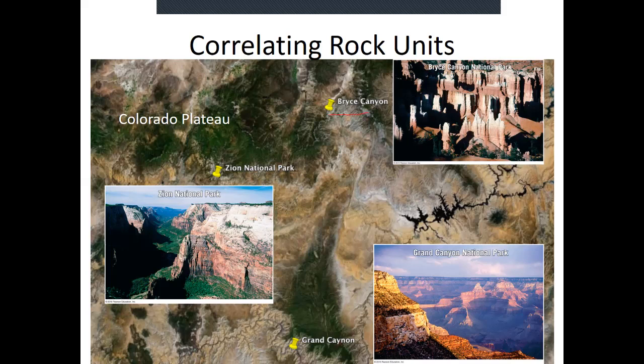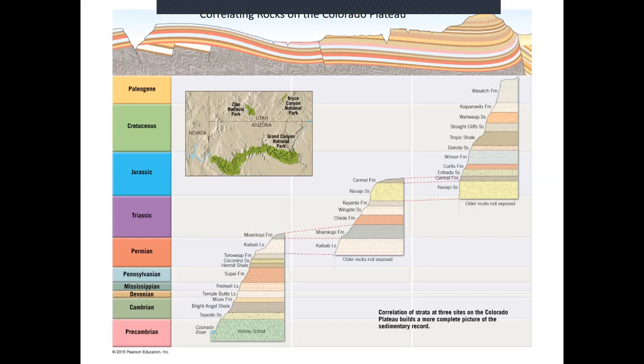And so up here you see Bryce Canyon National Park. You can see layers of sediment deposited. Zion National Park, layers of sediment deposited. Grand Canyon National Park, layers of sediment deposited. Here is Bryce Canyon, Zion, and the Grand Canyon. You can see the rocks at Bryce Canyon. The oldest exposed rocks, right here, correlate with the youngest exposed rocks at Zion.